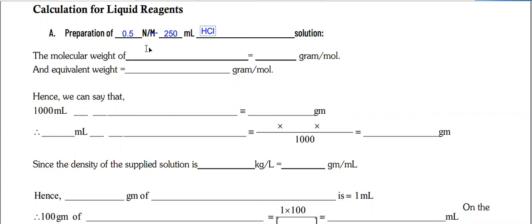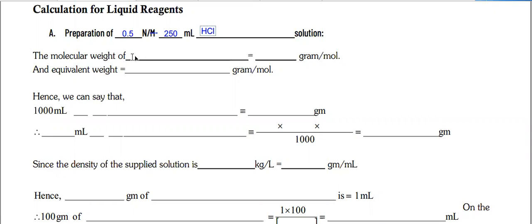There is a slight difference because hydrochloric acid is supplied in the liquid form, and it has a purity which is recorded as W by W, and it has a density value. So there will be a little bit of elongation of the previous calculation, but the basic thing is almost the same. Let's move on to our calculation.